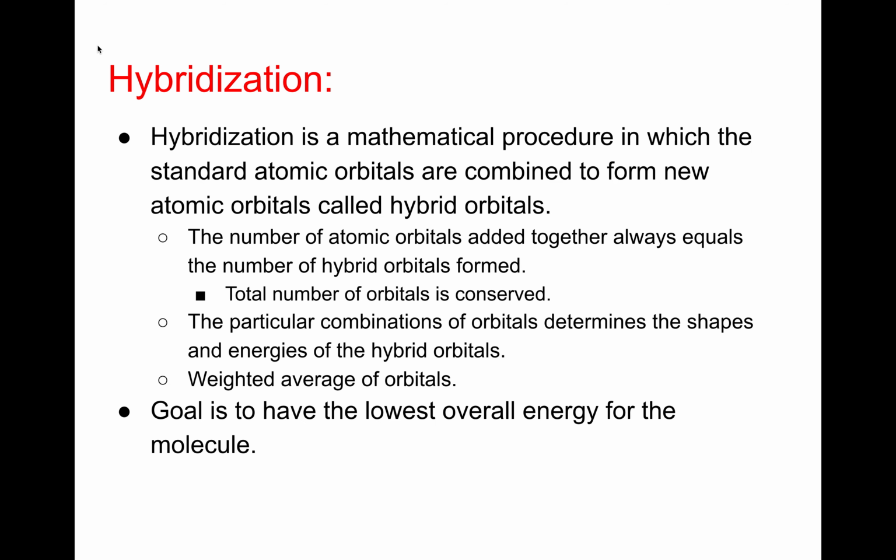Hybridization. Hybridization is a mathematical procedure in which the standard atomic orbitals are combined to form new atomic orbitals called hybrid orbitals. These hybrid orbitals are a weighted average of the standard atomic orbitals combined. The number of orbitals is conserved. That is, the number of atomic orbitals added together always equals the number of hybrid orbitals formed. The goal of this procedure is to develop the lowest overall energy for the system.